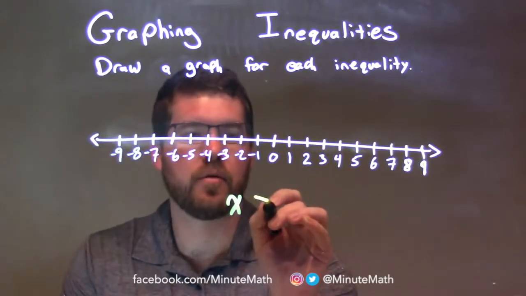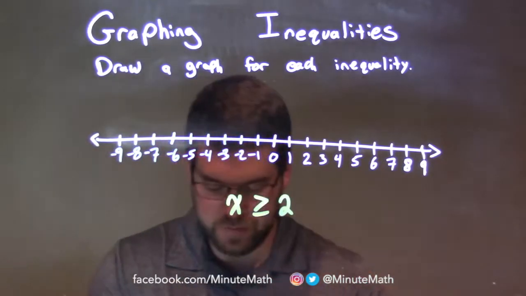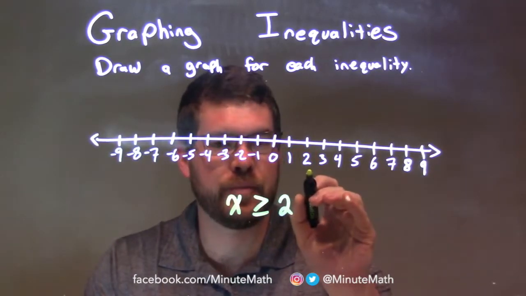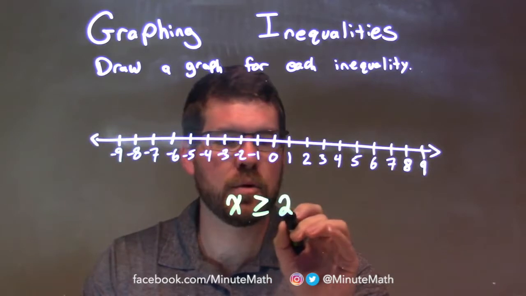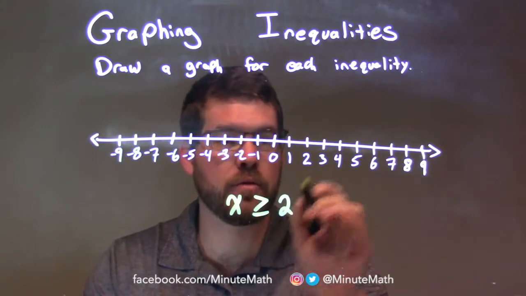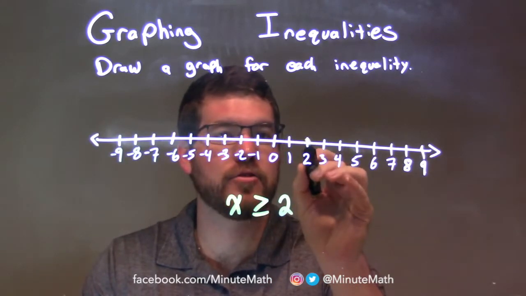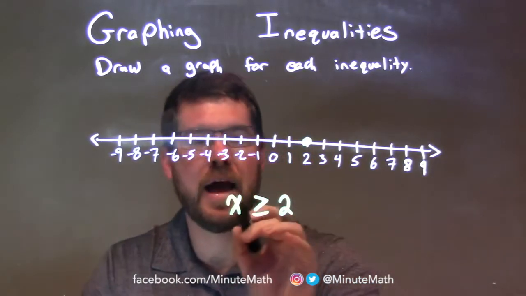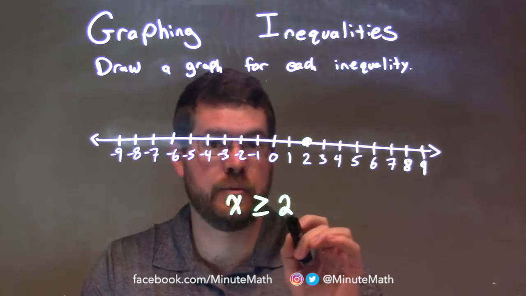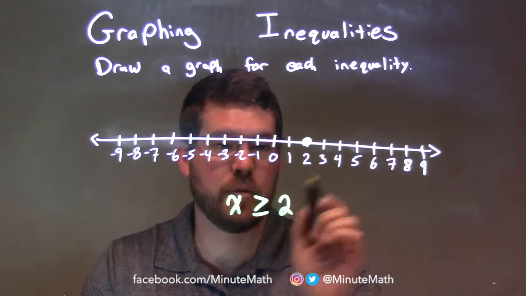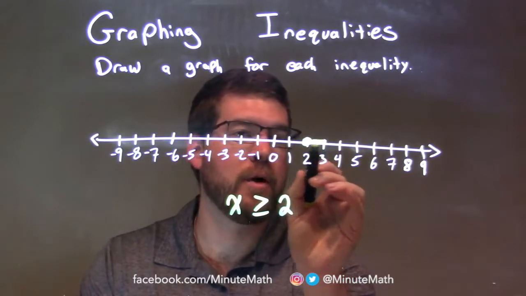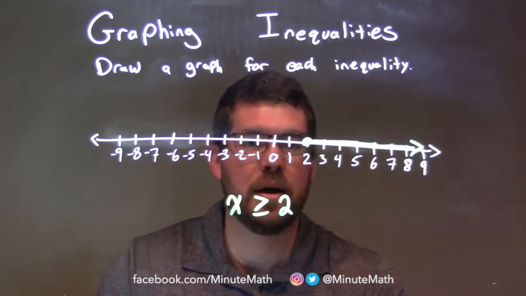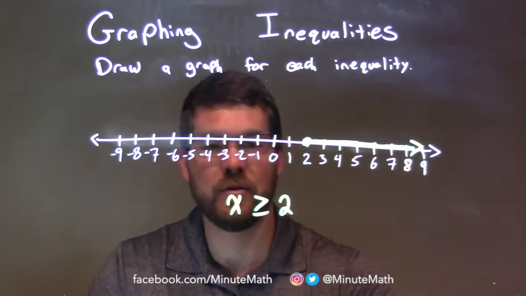X is greater than or equal to 2. All right. So the main thing here is we start at 2. Since x can equal 2, we have a closed circle at 2. So we got a closed circle right there, 2. Then they also tell us that x is also greater than 2, right? Greater than and equal to. So greater than, we shade to the right. So all these values that are also greater than 2, we shade to the right. And now we have our graph here that matches our inequality.